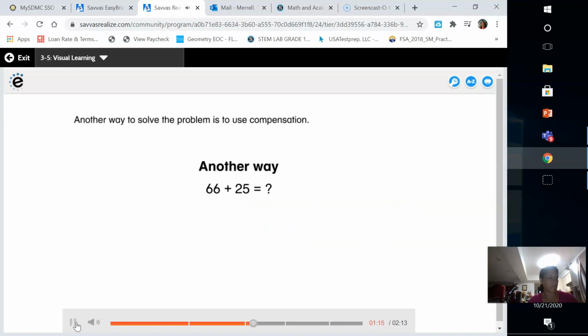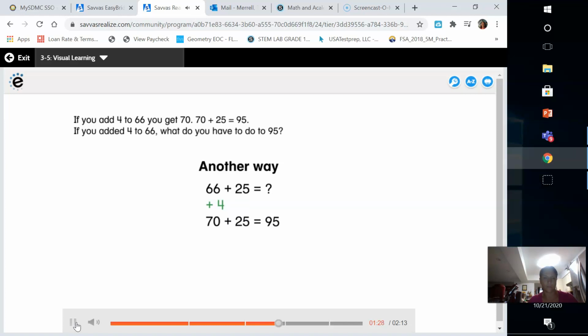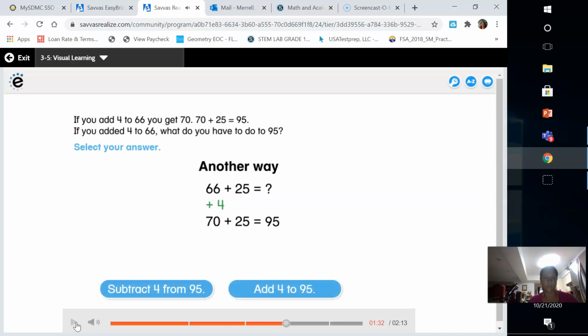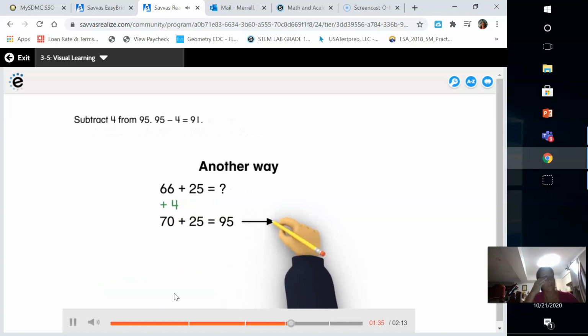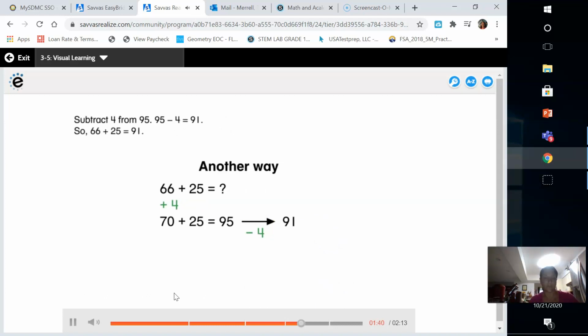Another way to solve the problem is to use compensation. If you add 4 to 66, you get 70. 70 plus 25 equals 95. If you added 4 to 66, what do you have to do to 95? Remember, if we add it to one number, we have to subtract it from another. Subtract 4 from 95. 95 minus 4 equals 91. So 66 plus 25 equals 91.